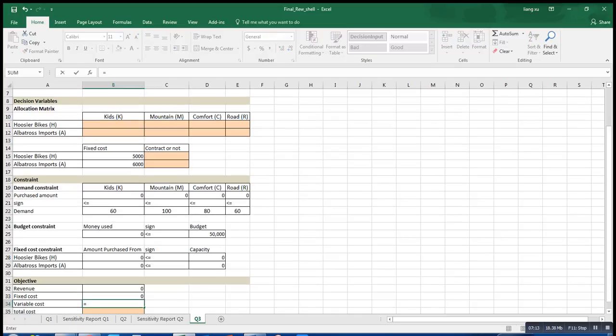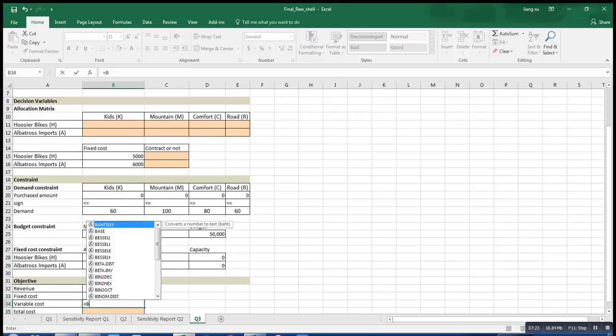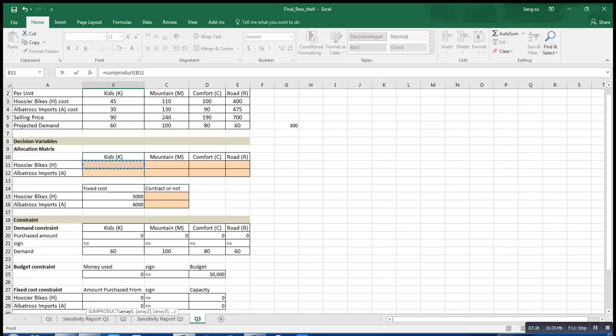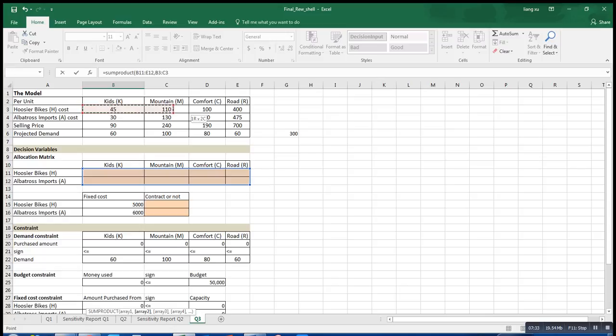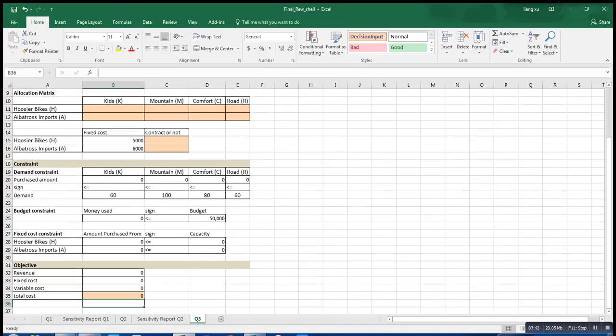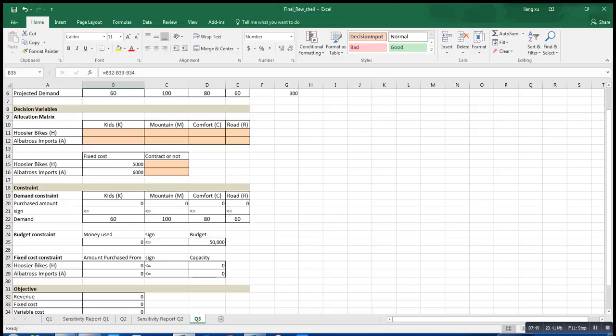Variable cost is basically the total money you use, which is given here. We can also write the formula again, which is the total amount of bikes you purchase from each supplier for each type, multiplied by their purchasing cost. And then the net profit is basically the revenue minus the fixed cost minus the variable cost. So that basically finishes setting up the model. We can go to the solver and solve the problem.